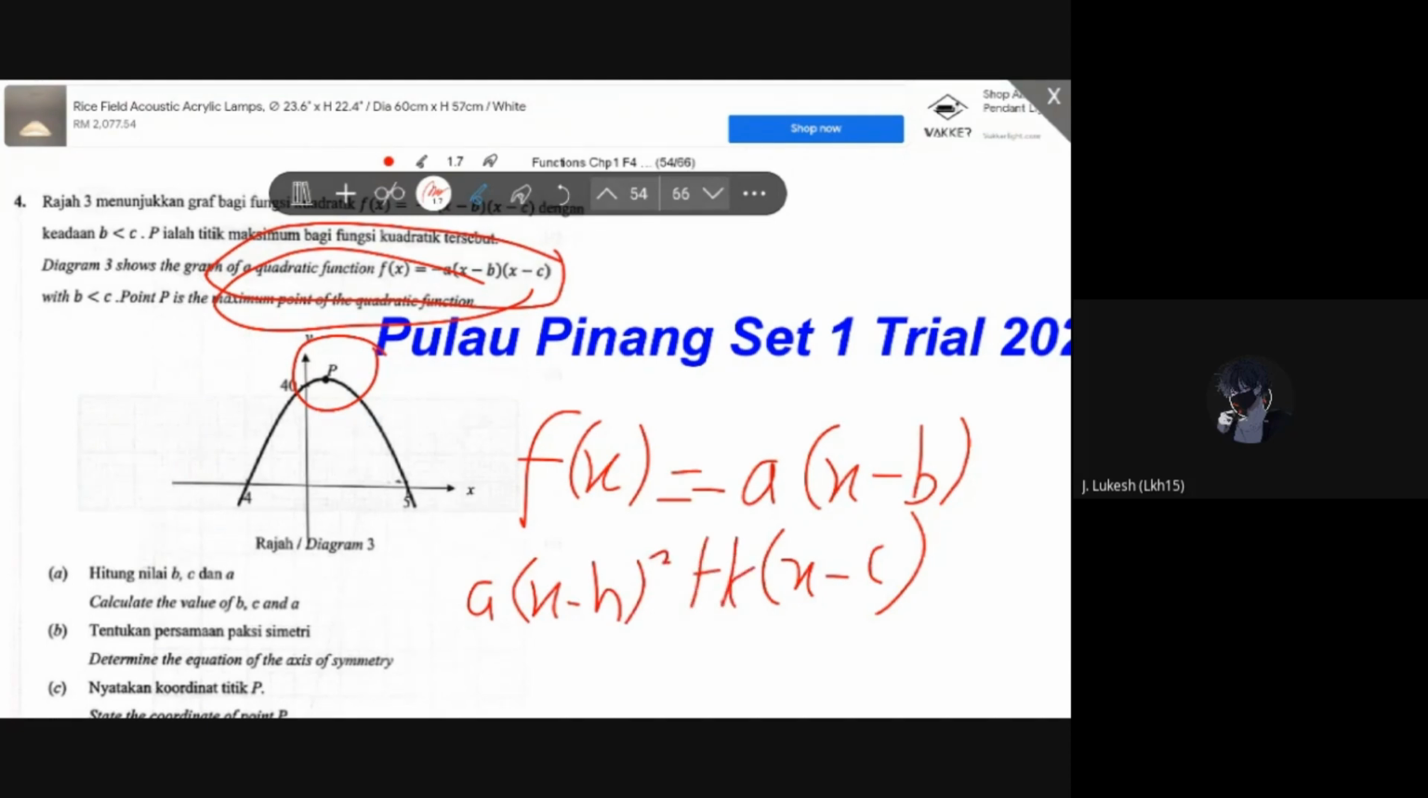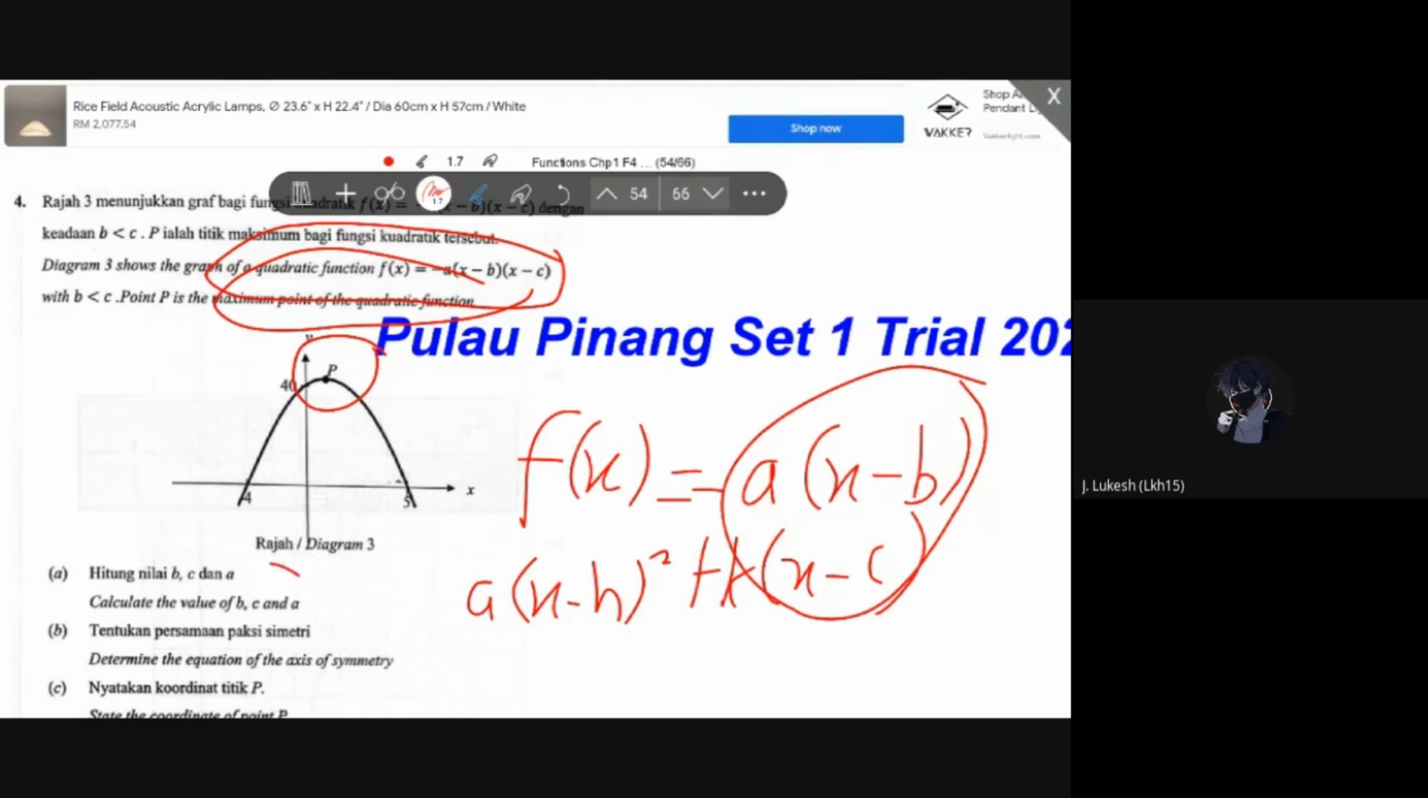I think I tak tahu term ni dalam BM. But this one is general. Intercept, I think. Correct. This one one of the names in NMATS. If anyone knows this term in BM, please correct me. Sebab saya tak familiar sangat dalam term BM ni. Okay. So, yeah. This is intercept lah.